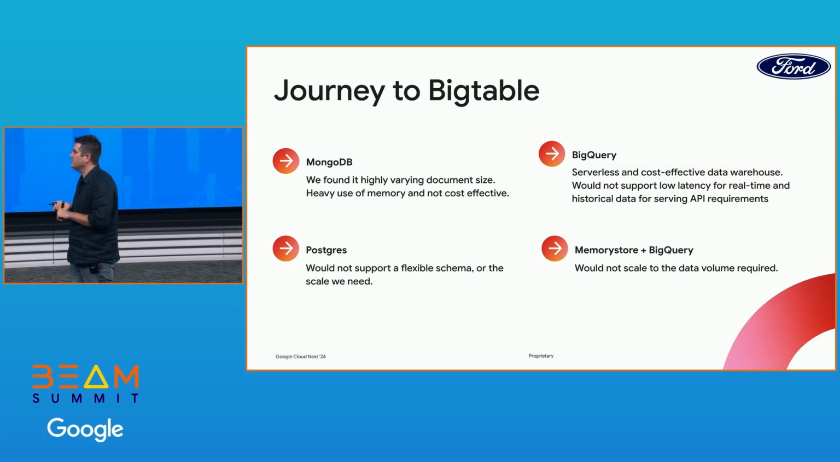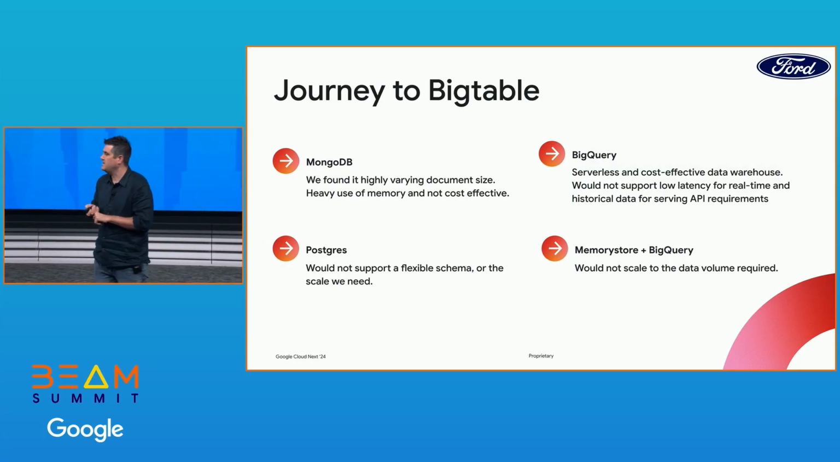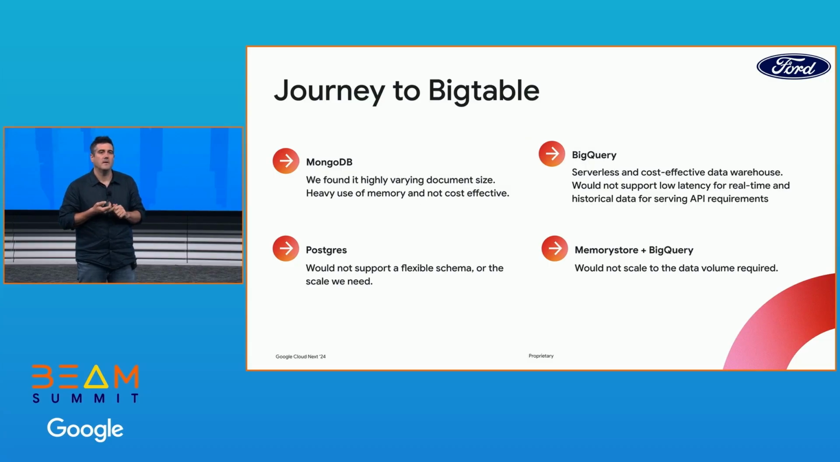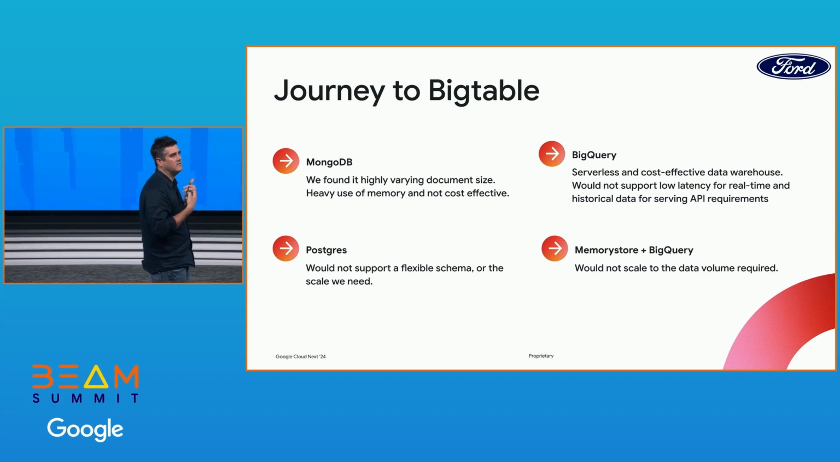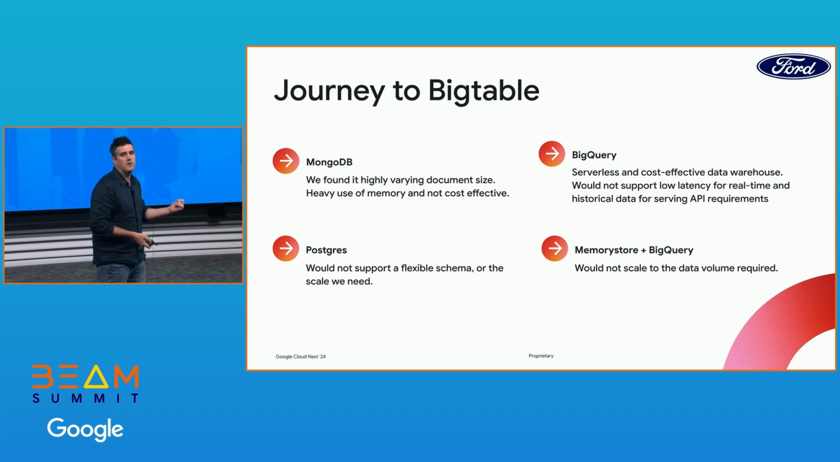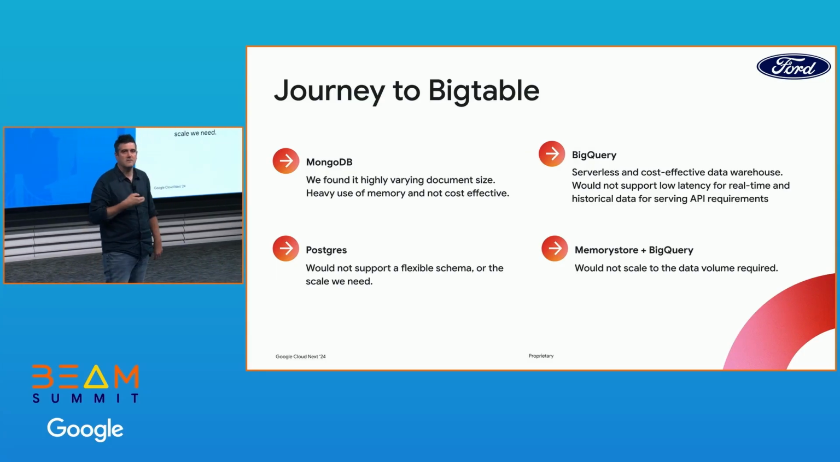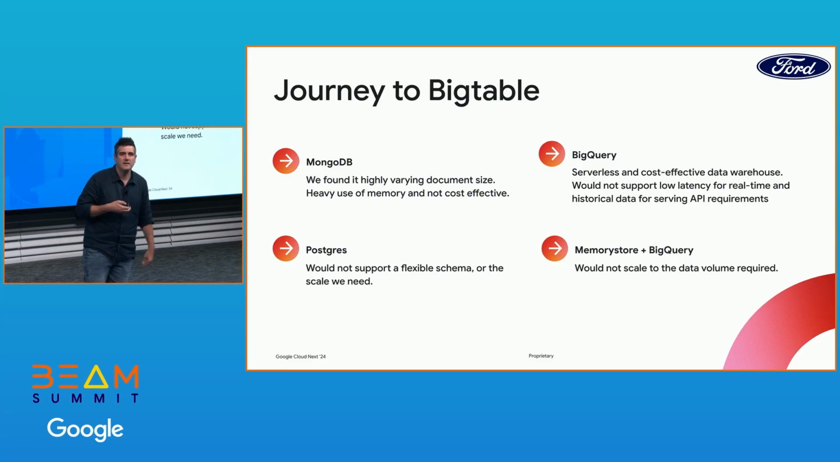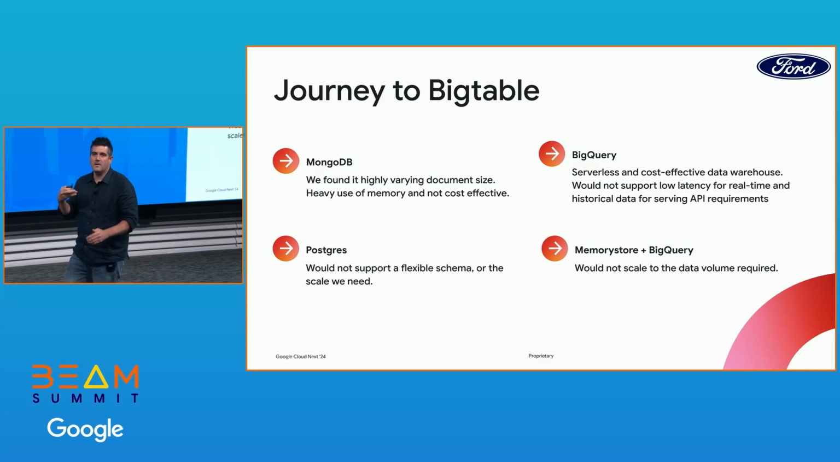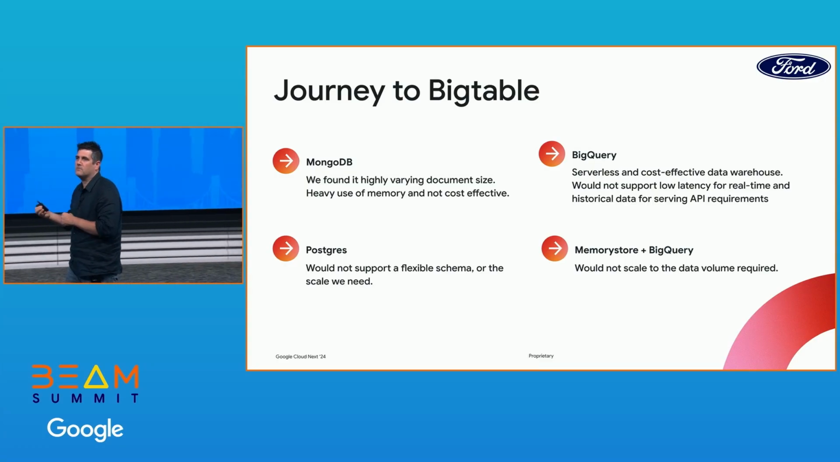And so they looked at a few different options that make sense here. MongoDB, that's another NoSQL database, great for a lot of web applications, but it's a heavy use of memory, so it was not very cost efficient when they started to get into these high scale situations. They looked at Postgres, but that obviously is relational, and doesn't support that flexible model that they really needed for not controlling these downstream applications. They looked at BigQuery, which is serverless and cost effective, but it just didn't have that low latency real-time element that they needed. And then they looked at even front-loading BigQuery with Memorystore, but Memorystore couldn't scale.